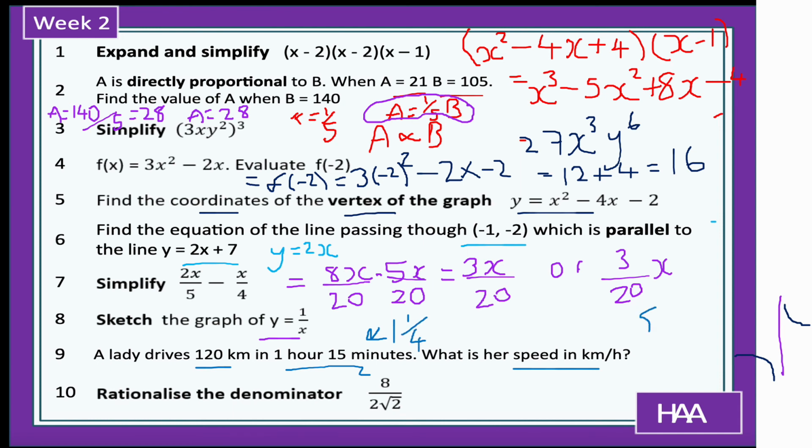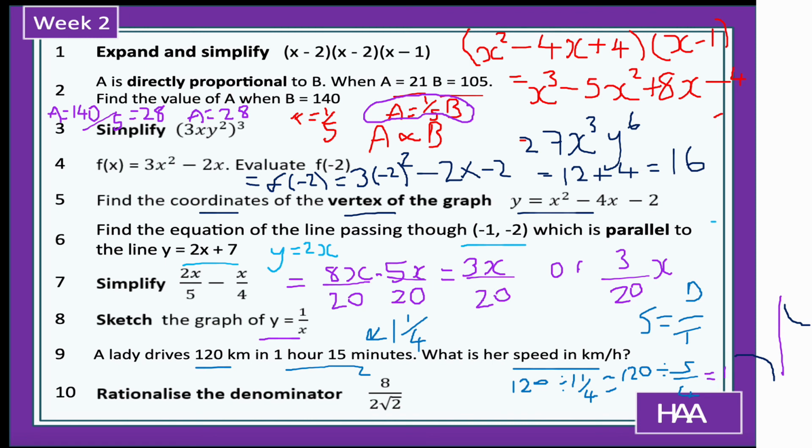Okay, so the speed, remember, is distance over time. So it's 120 divided by 1 1/4, which what I'm going to do is change it to an improper fraction and then do the rules of division. 1 1/4 as an improper fraction is 5/4. Okay, so the 5 has come from 4 times 1 plus 1. So dividing by 5/4 is the same as multiplying by its reciprocal.